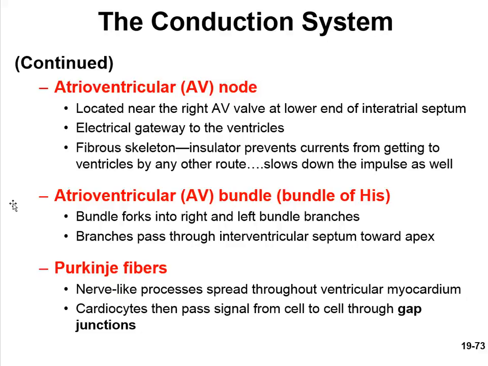Then the signal is going to move down the atrioventricular bundle, or the AV bundle, which used to be called the bundle of His. The bundle forks into the right and left bundle branches, and then the bundle branches pass through the interventricular septum towards the apex of the heart, down to the bottom of the heart. Then there are the Purkinje fibers. Those are nerve-like processes that spread throughout the ventricular myocardium. Remember, those cardiocytes then pass the signal from cell to cell through gap junctions.